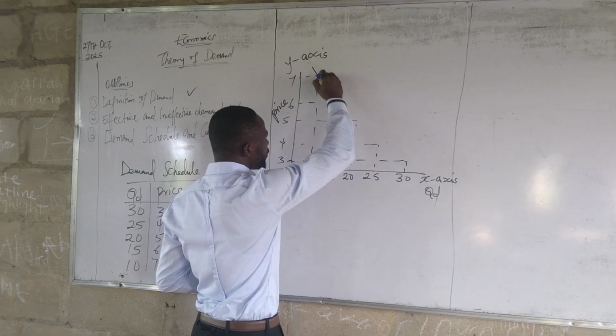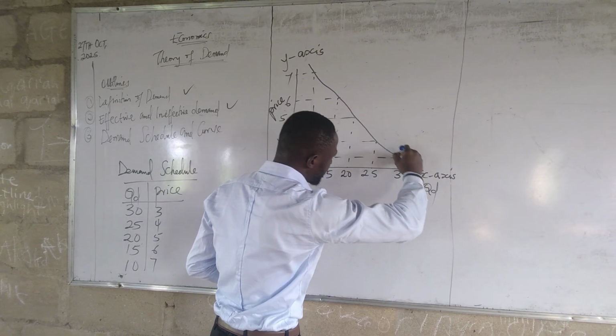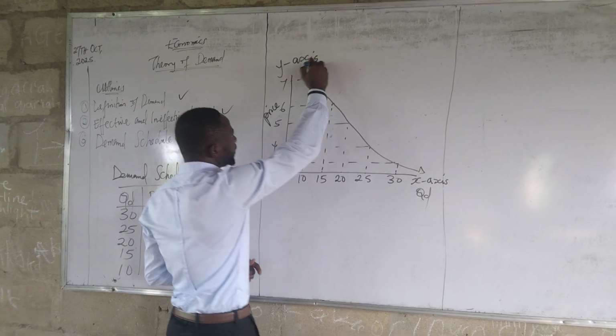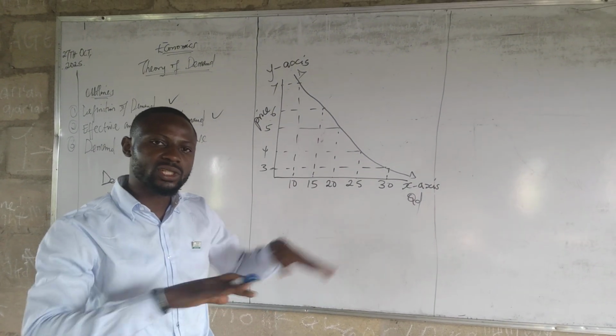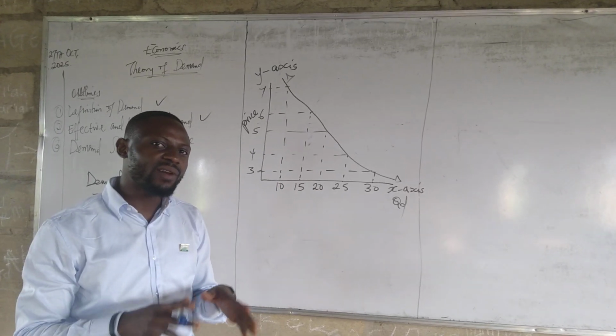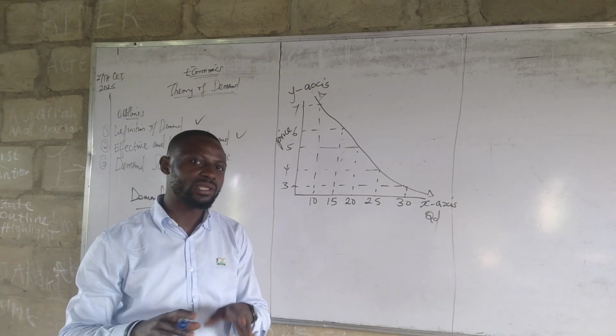So when you draw your curve, now you can see that demand curve is down sloping, showing the inverse relationship between price and quantity demanded.